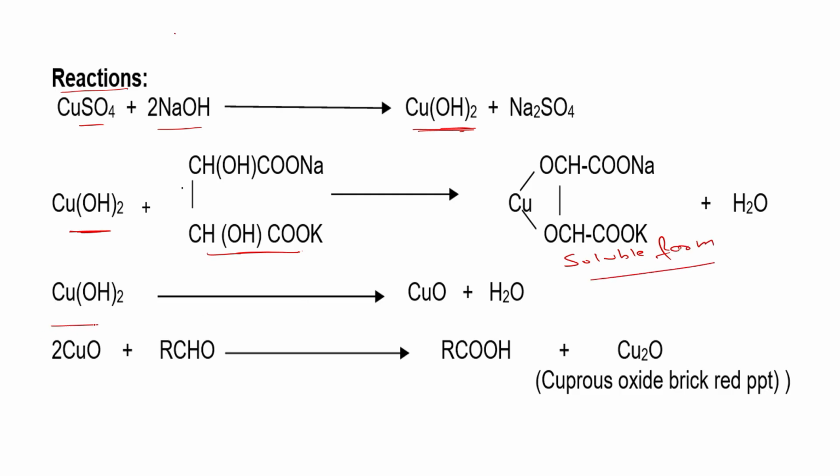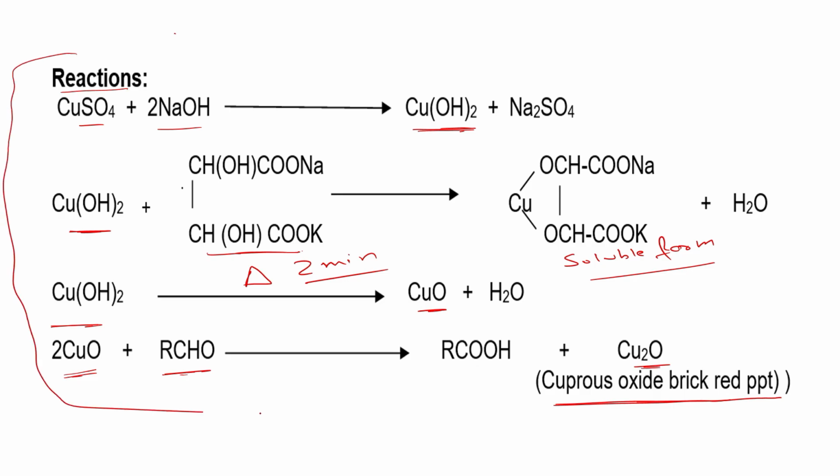Now when this cupric hydroxide is heated, that is when we are boiling for 2 minutes, it gets converted to cupric oxide, and the reducing sugar from the burette will convert the cupric oxide to cuprous oxide, as per the definition of a reducing sugar. The endpoint will be indicated by a brick red precipitate of cuprous oxide. So these are the reactions which take place during the determination of lactose in milk.